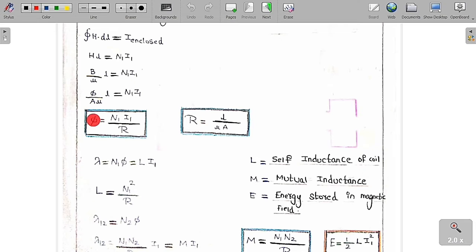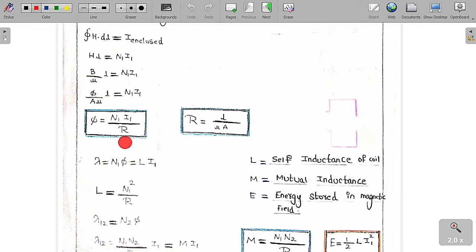So if I take flux here, I am going to get simply N1 into I1 by... say flux is equal to N1 I1 A mu by L. If you take L downward, we are going to get like this. So phi is equal to N1 I1 A mu by L. If you take A mu downward, we are going to get N1 I1 by L by mu A.